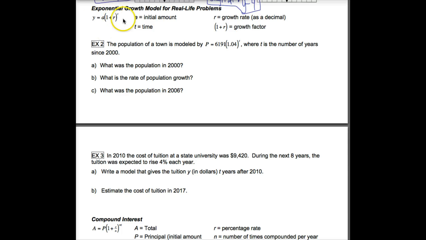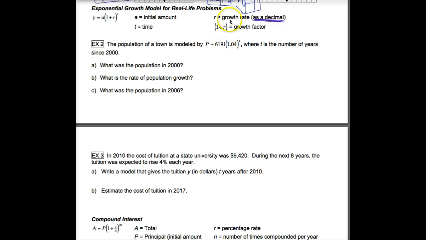But in this formula, A stands for the initial amount. How many of whatever you're talking about did you start with? T is time. R is the growth rate, but the key is that it's as a decimal. So if it's a percent, you have to convert it to a decimal.